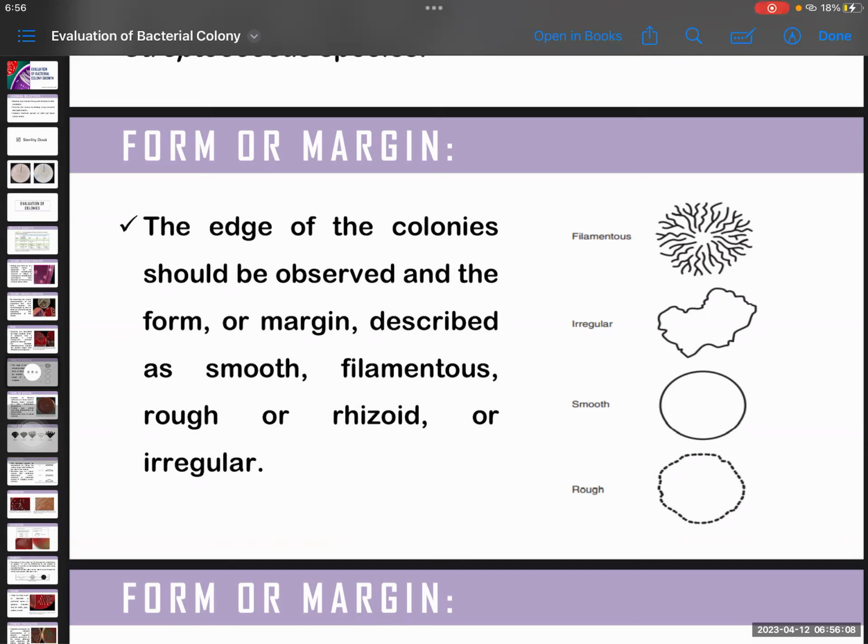For smooth, you can clearly see a rounded colony, and for rough, medyo parang may mga broken lines. Hindi siya complete. Kasi again, we're talking about the margin or the edge. So if hindi completely smooth na round yung colony, then most likely that is a rough margin. And last, irregular. So if the colony grew in a very odd pattern, of course, the margin will follow that shape, and we describe that as irregular.